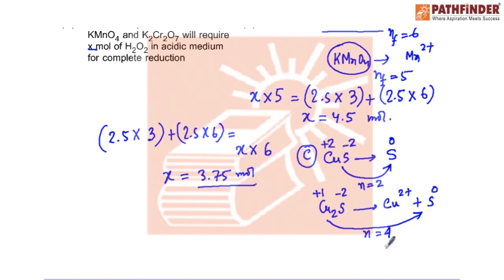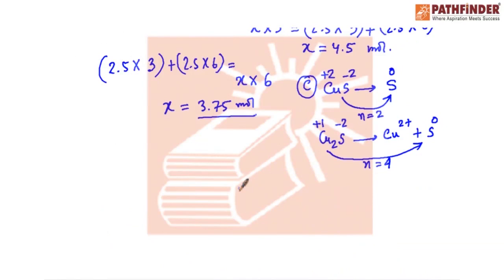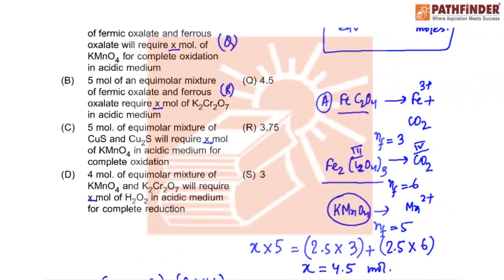So similarly, 5 mole of equimolar mixture of CuS and Cu2S. For the CuS and Cu2S system, we will get 2.5 times 2 plus 2.5 times 4 is equal to X times 5. If you solve this, you will get X equal to 3 moles. So for C, the correct option goes with S.